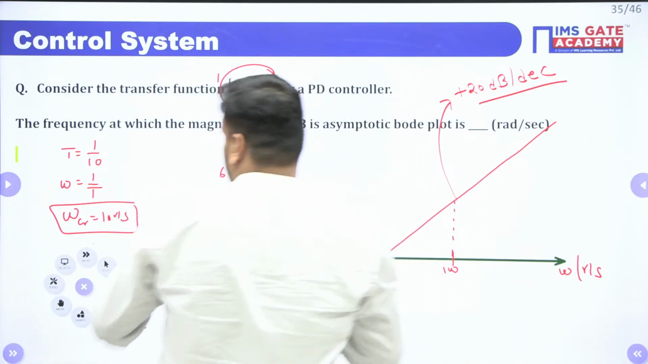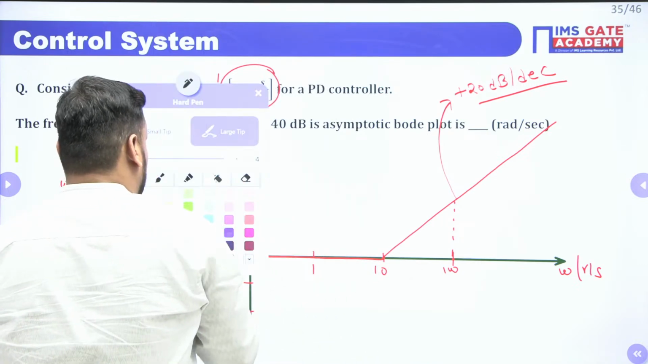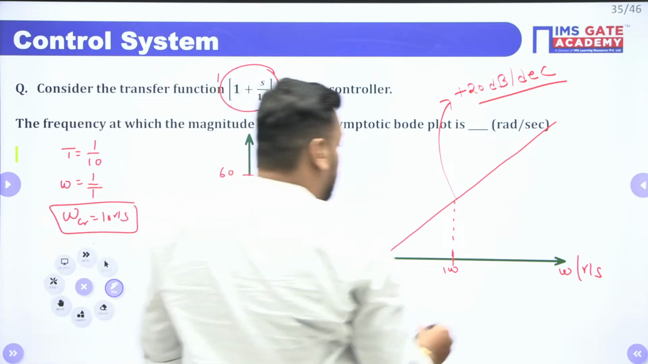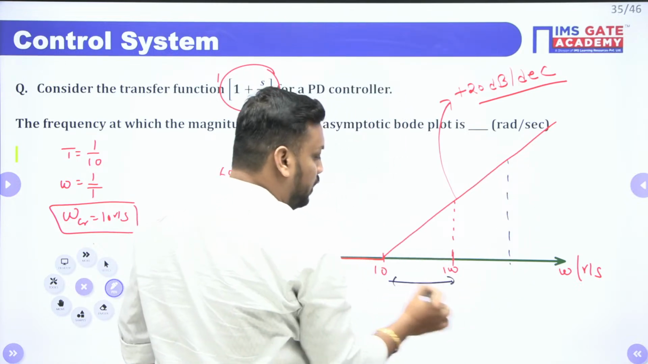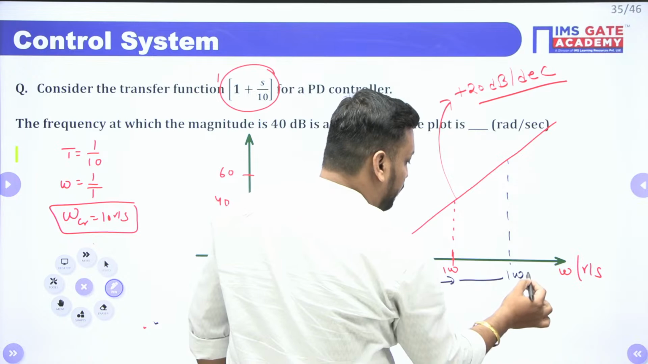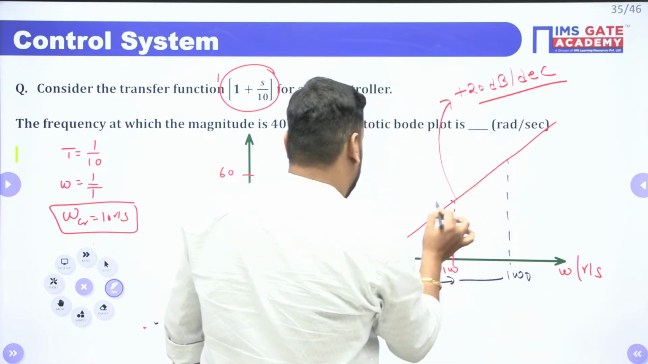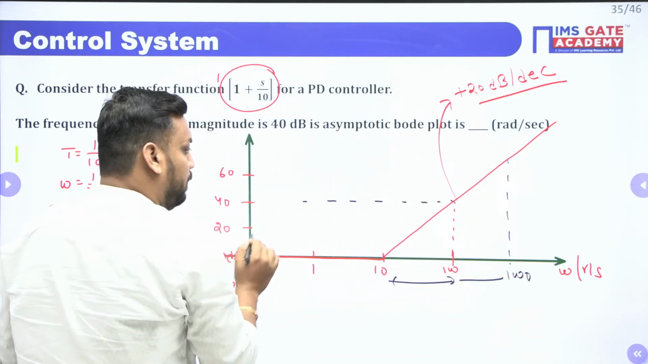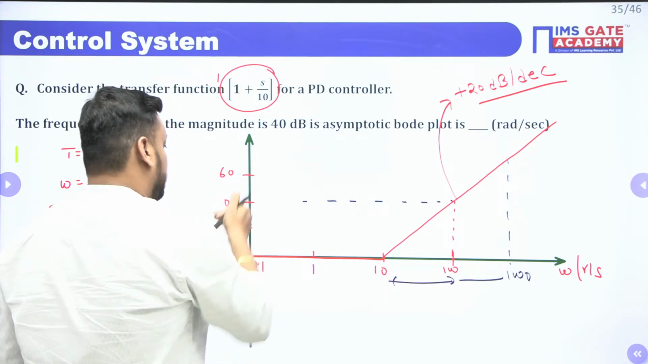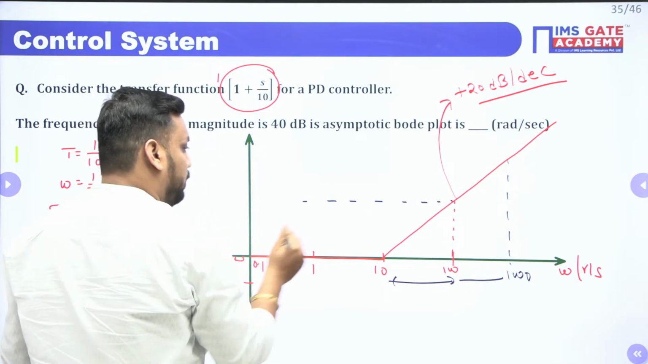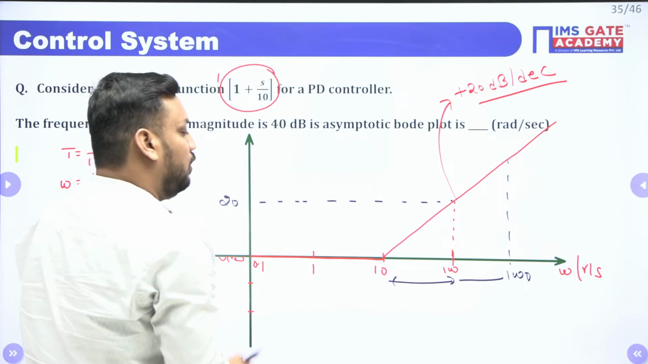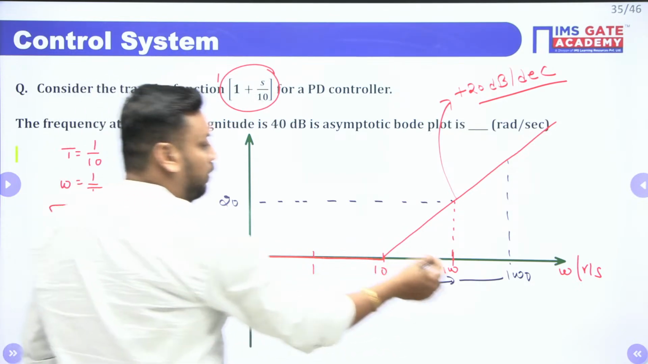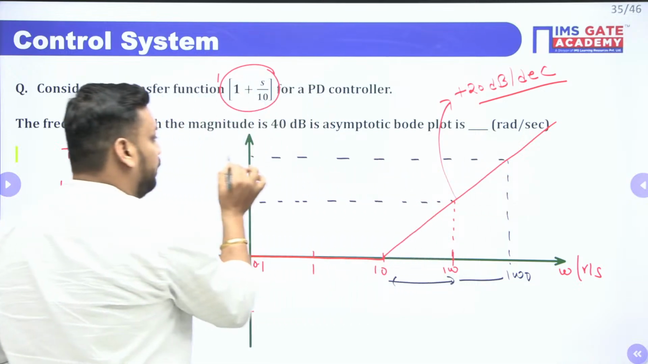It means what? Here it will maintain the decade, okay, 10 to 100 one decade plus 20, again 100 to 1000 one decade. So at 1000, it will achieve what? Plus 20 dB per decade, na? It means it needs to maintain plus 20, because slope is plus 20 dB per decade. Now next 1000 again it will reach 40 dB.